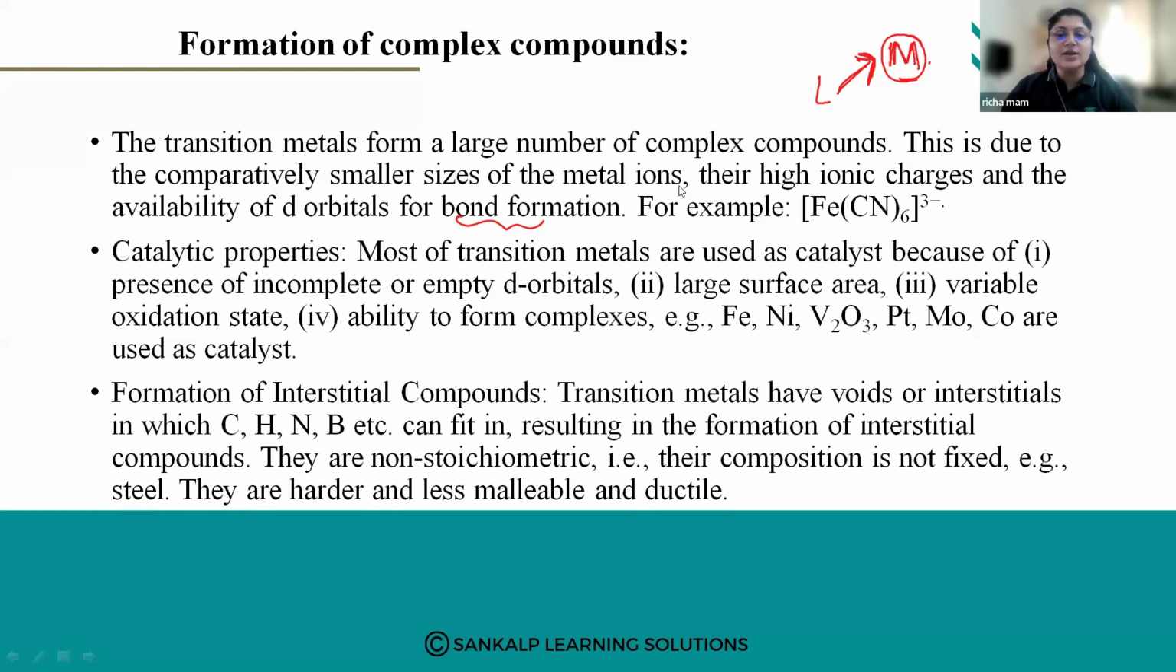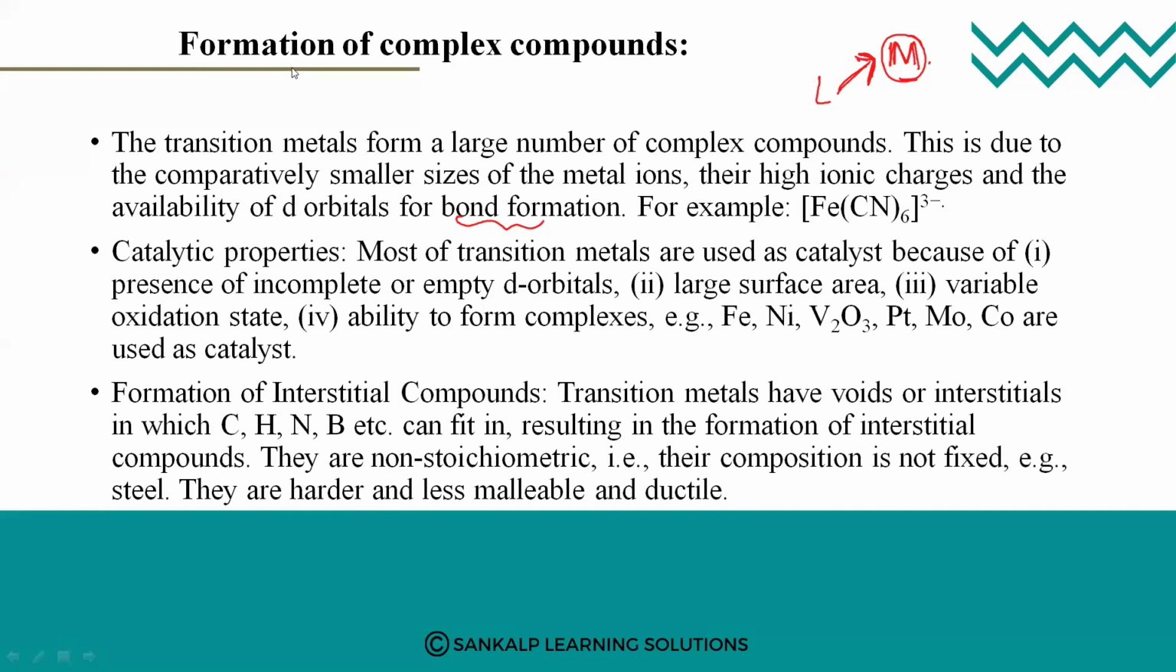Why? What is the reason? Because of the presence of incomplete or empty d orbitals. Most of the transition metals have d orbitals that are either incomplete or empty. So this is the first reason. Second, they have large surface area. Third, they show variable oxidation state. Variable oxidation state means they will show different oxidation states.